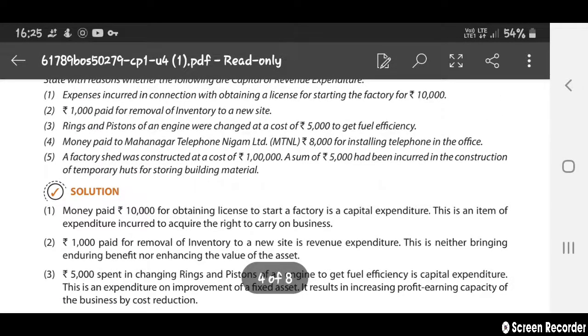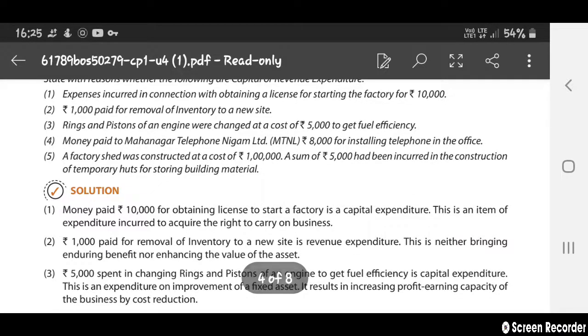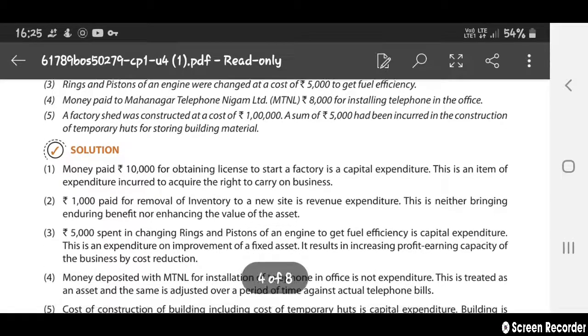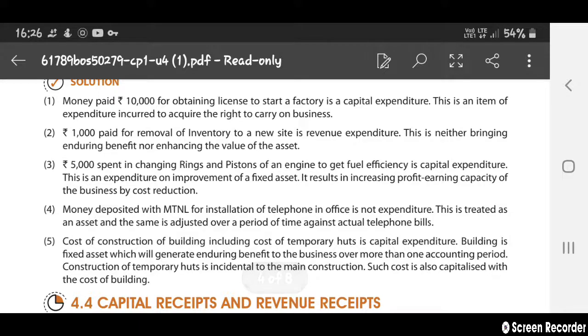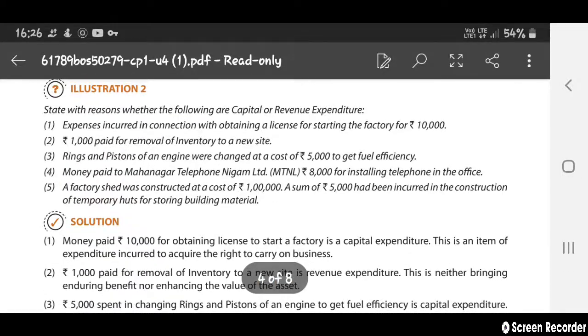Next, money paid to Mahanagar Telephone Nigam Limited (MTNL), rupees 8,000, for installing a telephone in the office. So money deposited with MTNL for installation of a telephone in the office is not an expenditure. This is treated as an asset, as the same is adjusted over a period of time against actual telephone bills, for the telephone which you use.